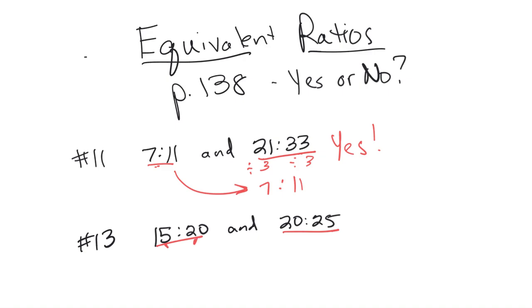And number 13, 15 to 20 and 20 to 25. I can divide both of these numbers by 5. And I get a 3 to 4 ratio. You can do the same thing over here. You can divide both of these by 5. And I get 4 to 5. Is a 3 to 4 ratio the same thing as a 4 to 5 ratio? No.